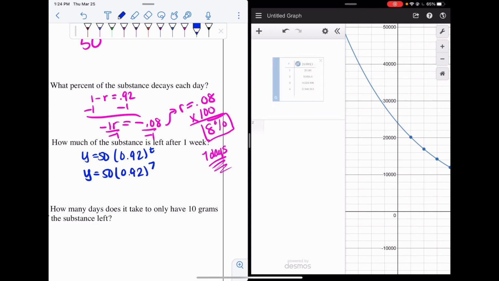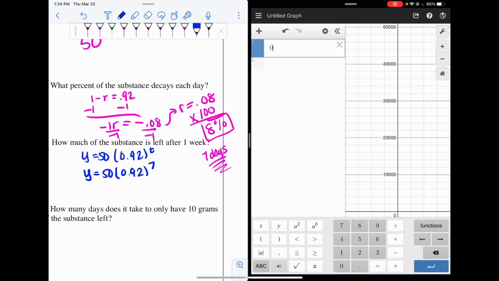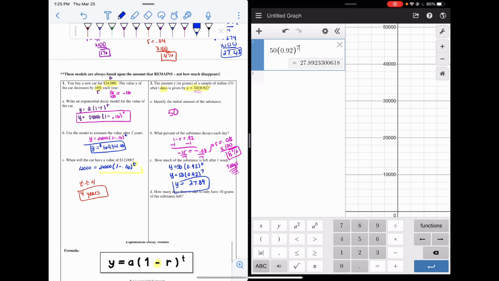I'm going to go to Desmos, and I'm going to type 50, and I'm typing it exactly as it's written. And when I type it, I get this long, long number. I'm only going to go out 2 decimal places. So I get 27.89 as my final answer. So I can say y equals 27.89, and that tells me that there are going to be 27.89 grams left of this substance after 1 week.